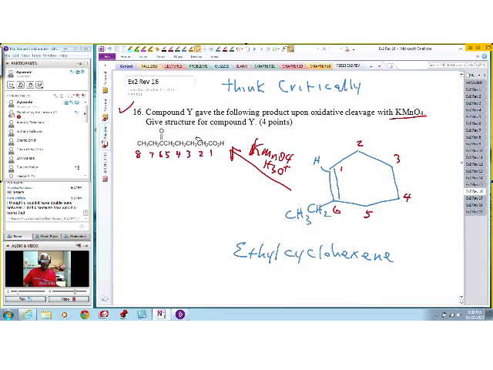I was asking if you could make compound Y itself symmetrical. Can you make it symmetrical? No, you cannot make it symmetrical, because the ethyl group is attached to this carbon here.